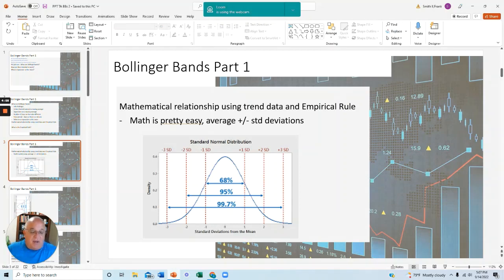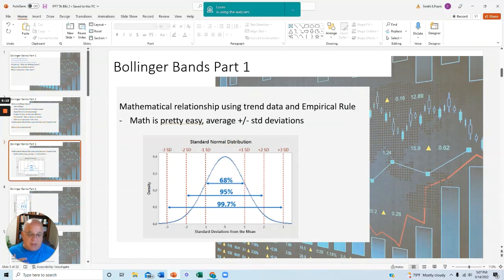Interestingly, when I looked at Bollinger Bands, I was never looking for an absolute buy or sell signal. I was looking for, hey, it's relatively cheap or it's relatively expensive. But it kind of morphed into this, and we'll talk about that too.